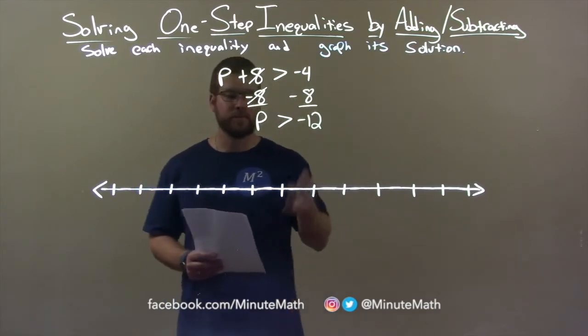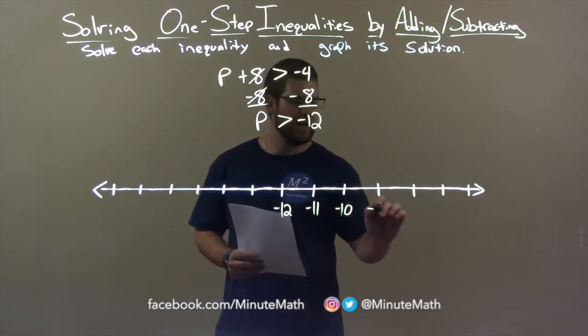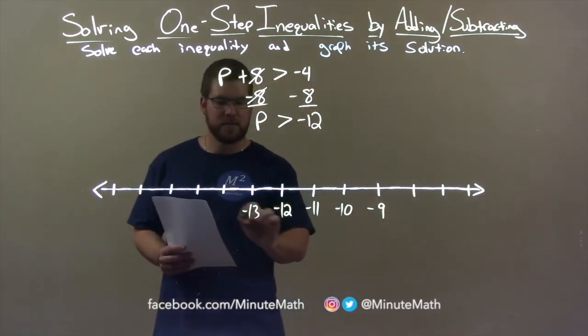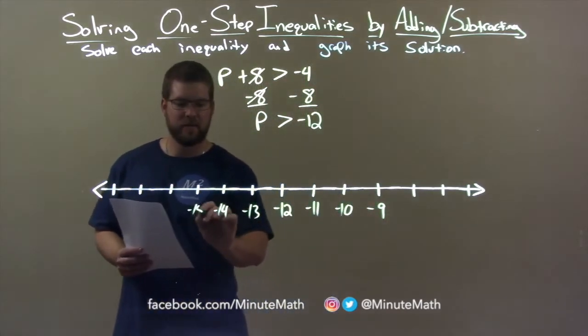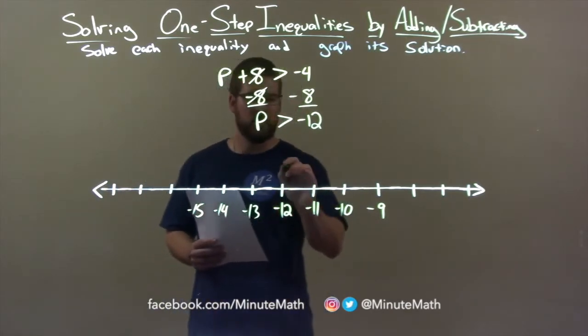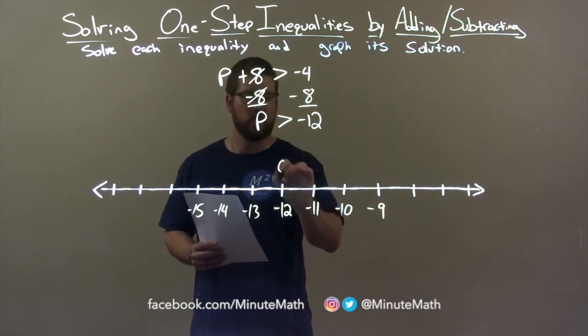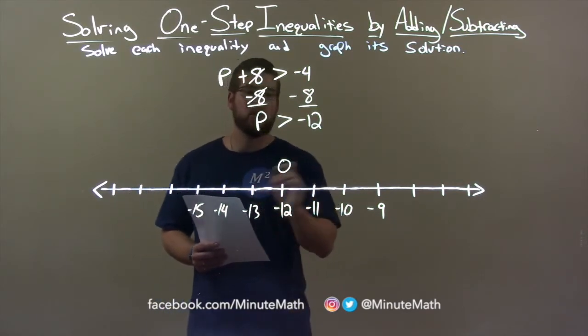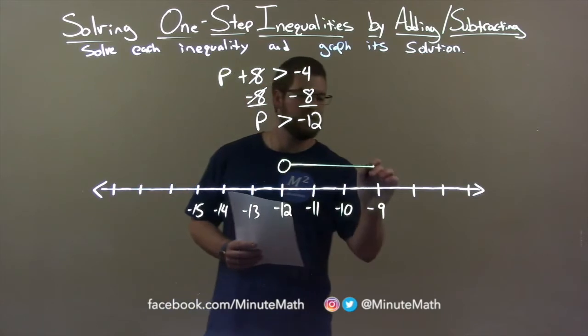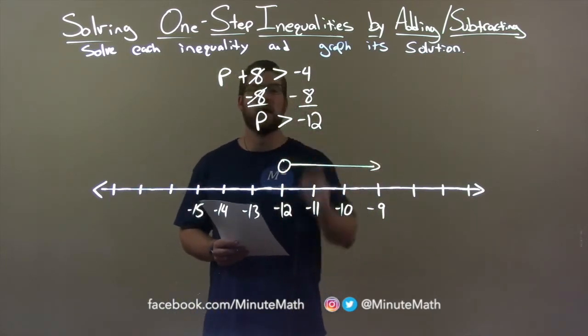We need to graph it. -12 is put here. We have -11, -10, -9, and -13, -14, and -15 right here. Okay? Open circle at -12 because p is not equal to -12, right? It's just greater than. So we have an open circle there. Then we put the arrow to the right because of the greater than symbol. And there we have it. Our graph matches our final answer. p is greater than -12.